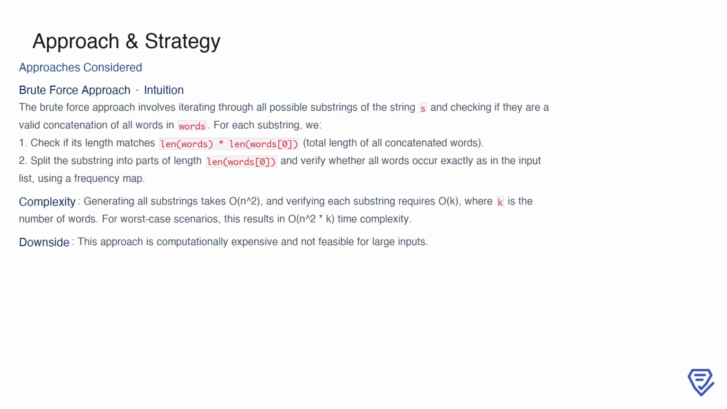While this is intuitive, the computational cost is high. Generating all substrings takes O(n^2), and verifying each substring adds an additional O(k), where k is the number of words. This results in a time complexity of O(n^2 * k), which can quickly become infeasible for large inputs. This inefficiency is the main downside of the brute force method, making it unsuitable for real-world scenarios where performance is critical.